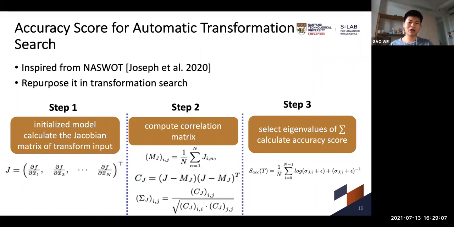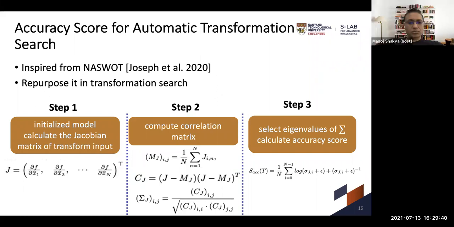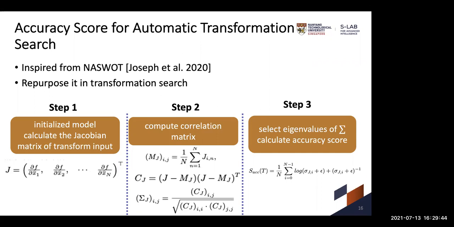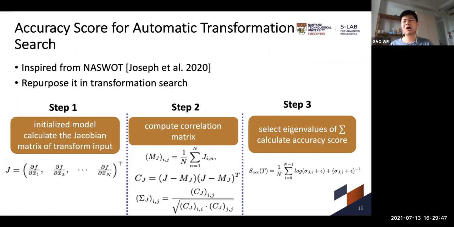In NAS without training, they propose a lightweight metric to find a good architecture. In our case, we want to find good data transformations, and we find that their method can be effectively applied in architecture search, but for transformation search, its performance is not very good, and there is no very clear correlation between the model accuracy and the accuracy score. So we utilize the accuracy score as a filter to filter out overly strong data augmentation, which could lead to poor model performance or poor model accuracy.